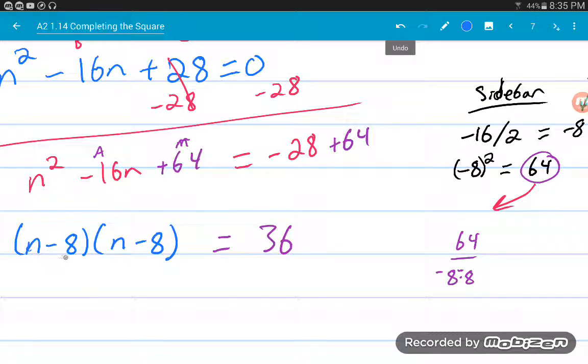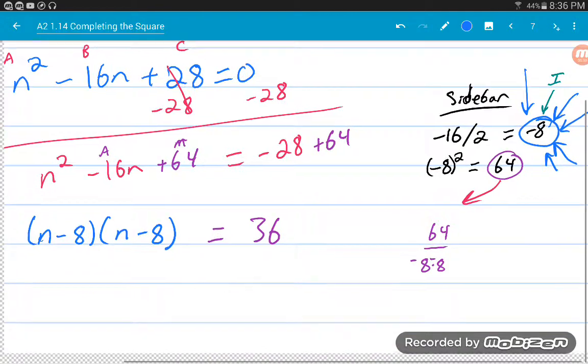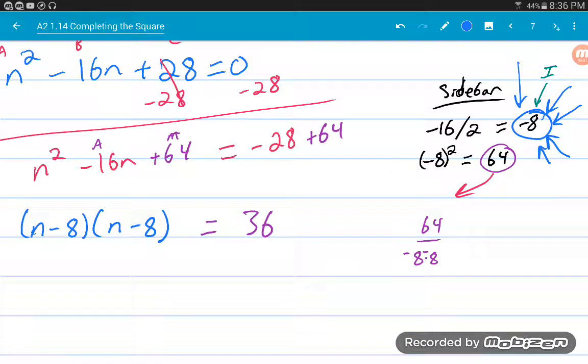Go ahead and check those. Negative 8 plus negative 8 equals negative 16. Negative 8 times negative 8 is 64. So that fits. I already knew that because of this guy right here. It's always going to be this number, the result of the division. It's always going to be that. And now technically n minus 8 times n minus 8 is n minus 8 squared. That's what a square is, something times itself. That's going to be equal to 36.